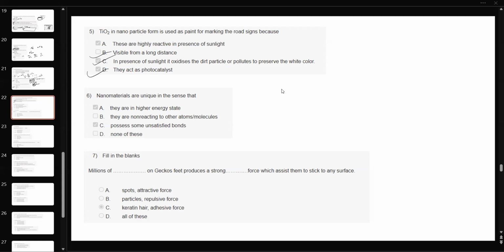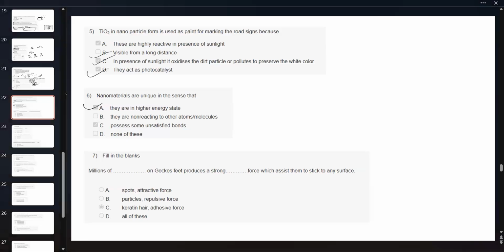Okay, nanomaterials are unique in the sense that, since most of the atoms are sitting on the surface, they are high energy state materials. They are actually very reactive. They have unsatisfied bonds on the surface. So A and C would be correct.